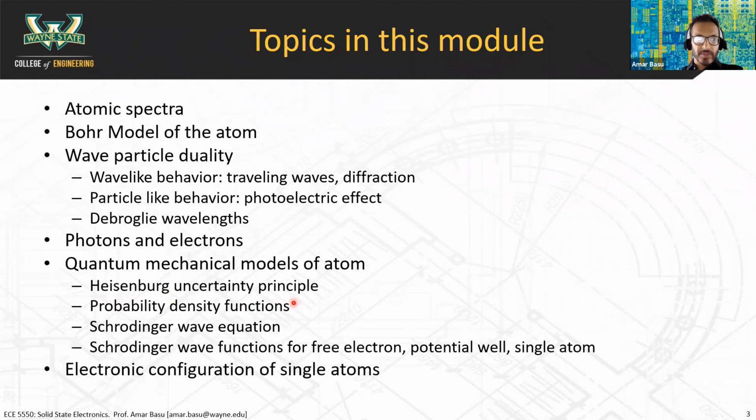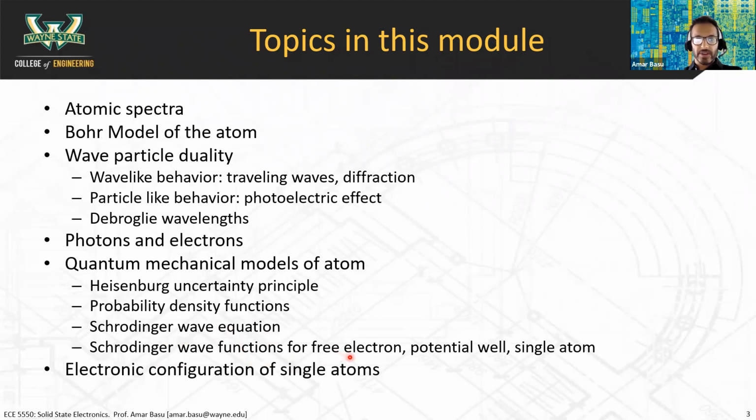So we'll talk about the Heisenberg uncertainty principle. We'll talk about probability density functions, and then we'll get into the Schrodinger wave equation. The Schrodinger wave equation describes what we're trying to answer in this module. The question is, how much energy do the electrons have? Where are the electrons located? That's all described by the Schrodinger wave equation. We'll solve the wave equation and get the Schrodinger wave function, which is the solution to the Schrodinger wave equation.